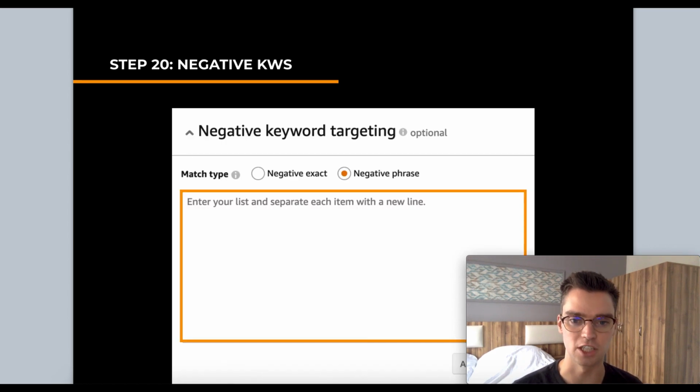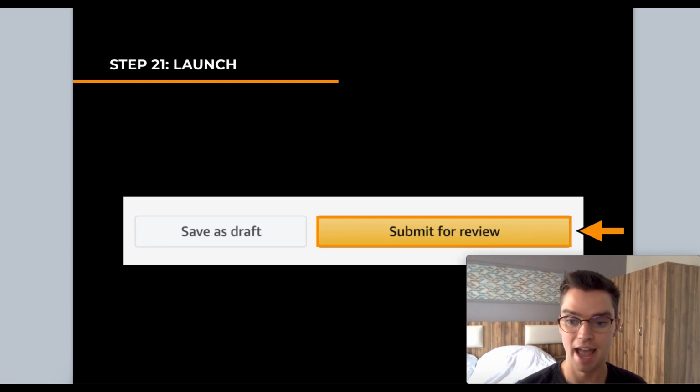Once you do that, you have the last option to negate any keywords. This would make sense if you're using a phrase or broad match campaign. But if you're using the exact match campaign and there are any keywords you don't want to target, just don't add those keywords into your campaign. So usually I leave this blank, hit next, and then you're ready to submit for review. So go ahead and, if you're ready to go, submit for review.